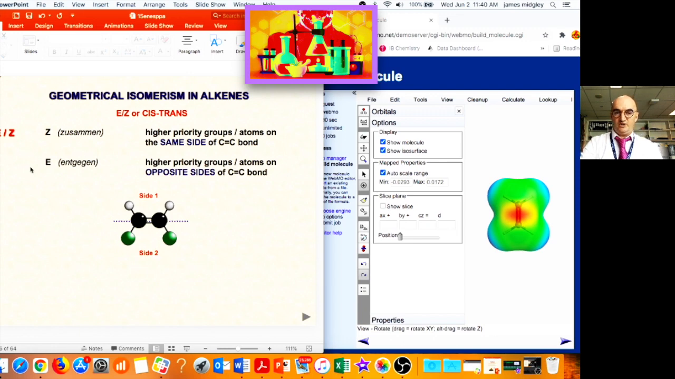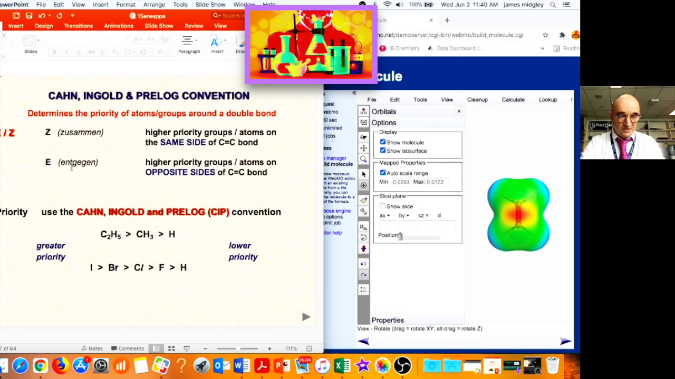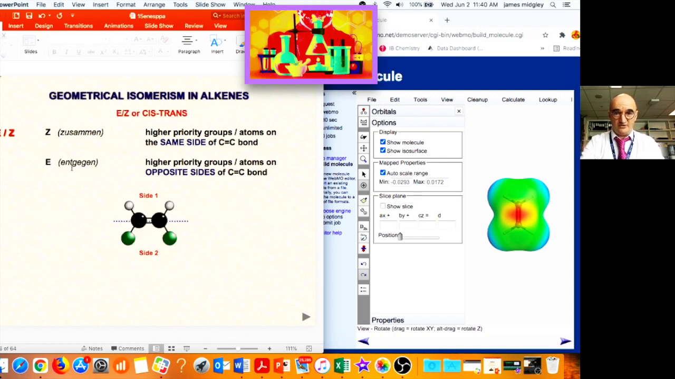The second system we use is E and Z, and I'm glad that the German words are here. I always forget them. E is entgegen, forgive me any German speakers, and zusammen for Z. E is enemy, opposite sides, and Z is same side. So here we have the cis isomer, and the cis isomer on the same side will be the Z isomer. That works because it's a nice, simple example.